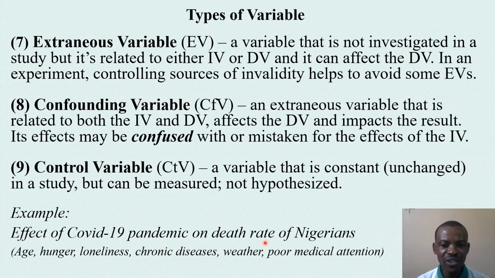So if the death rate of Nigerians, that is the older people in Nigeria, is so high, we can say that age is related to COVID-19, and age is related to death rate. Then age is said to be the confounding variable here, because we're now confused. Is it COVID-19 that led to the death rate of older people in Nigeria, or is it as a result of their age? Once again, age here becomes the confounding variable.